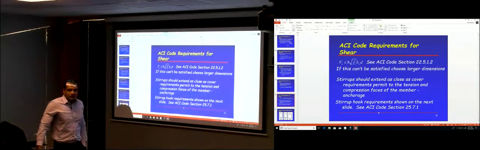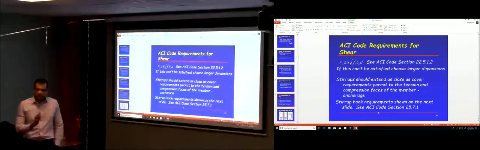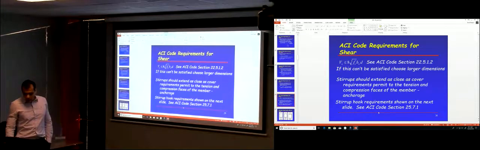Any question? That covers the requirements regarding the equations to be used in the design for shear. We're going to summarize those so that you don't get lost, but those are all the requirements given by the ACI code regarding the design of shear reinforcement. But there are some other requirements.